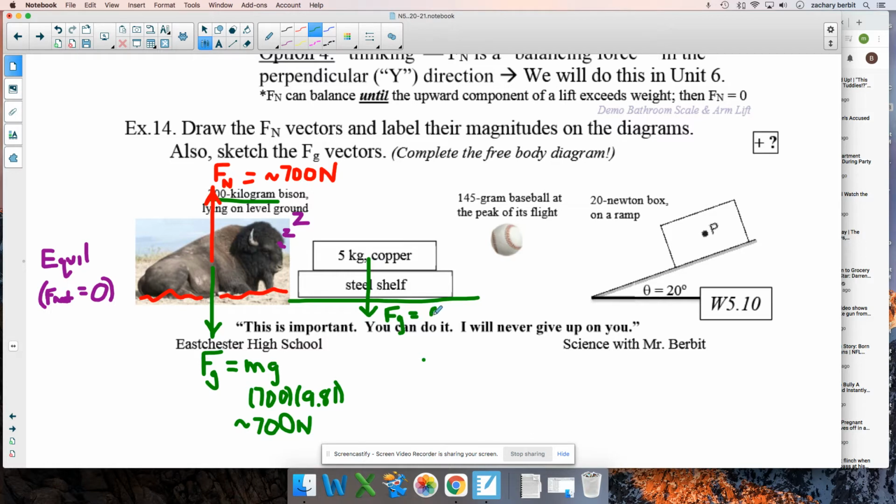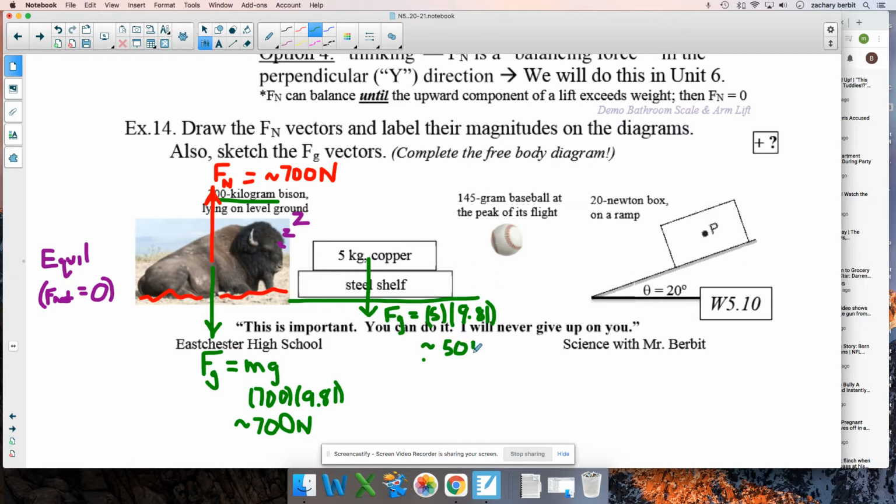The mass in this case is 5 kilograms. And little g, 9.81. If this 5 kilograms of copper were sitting on a steel shelf somewhere on the moon, this 9.81 wouldn't be true. We'd have to do this differently. And this roughly comes out to 5 times 10, 50 newtons.